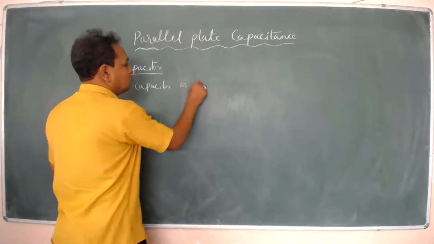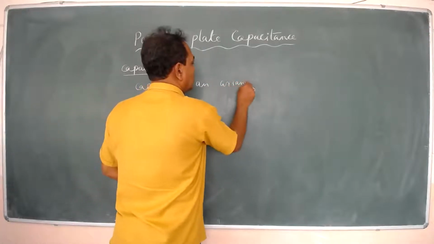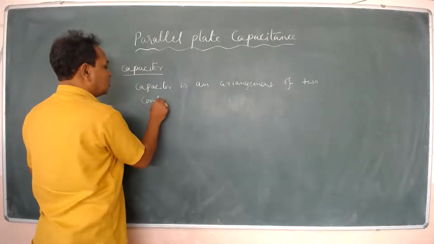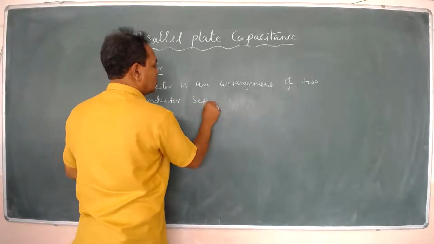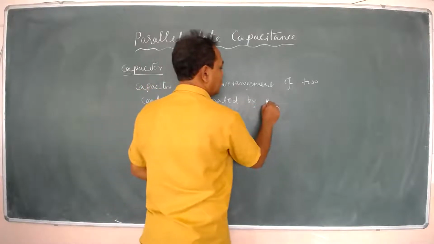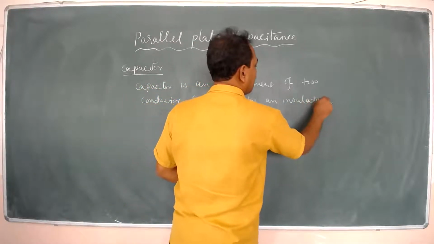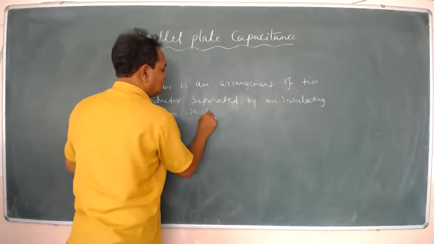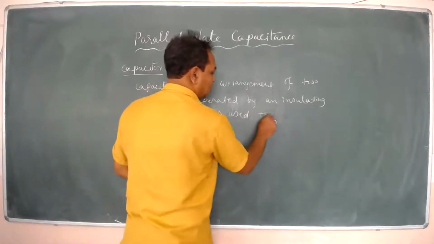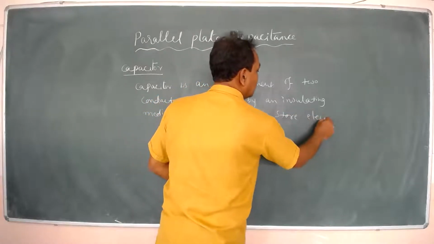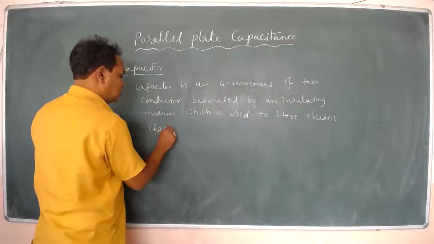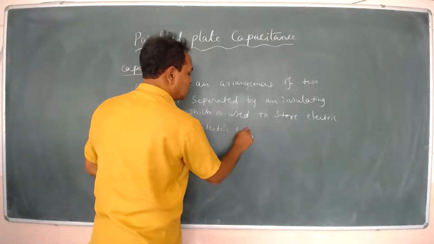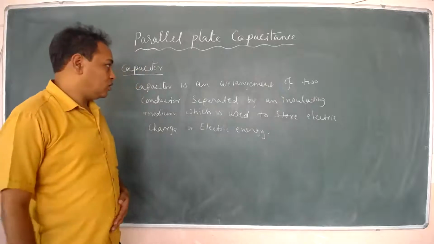Capacitor is an arrangement of two conductors separated by an insulating medium, which is used to store electric charge or electric energy. So this is called a capacitor.